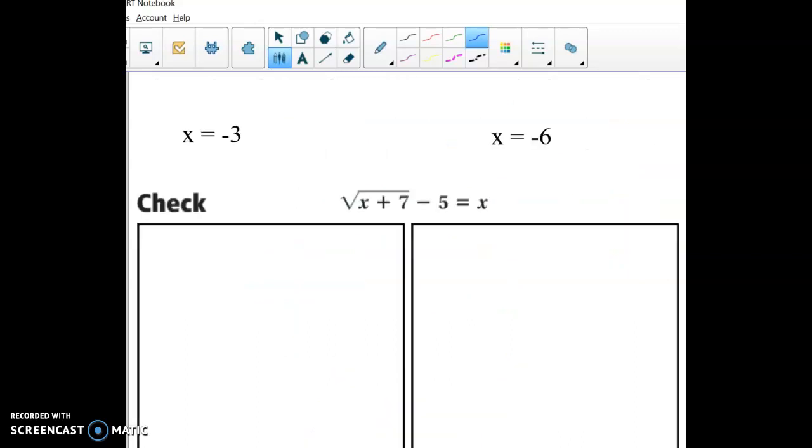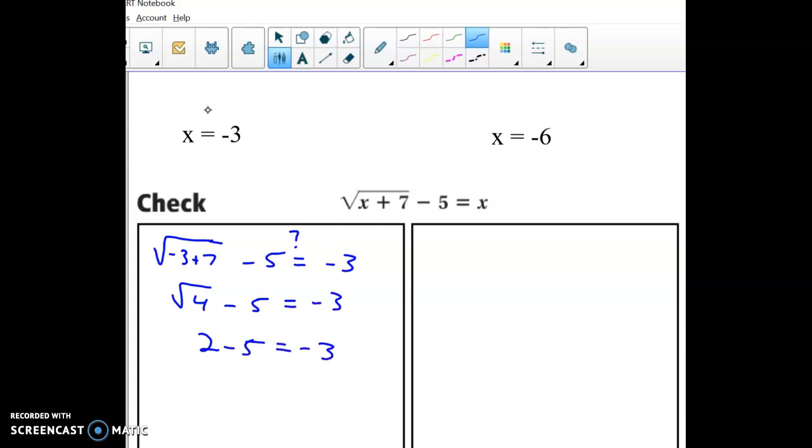All right, so the next spot on the sheet, this is the same equation, and we got our two answers here. But if we check negative 3, I'm going to put negative 3 in for both spots for x. So negative 3 plus 7, square root, minus 5, we want that to equal negative 3. So this would be the square root of 4 minus 5. And we're saying, hey, I should put a question mark here because we want to see does it equal negative 3. And 2 minus 5, that does equal negative 3. So this guy counts. This is a good solution.